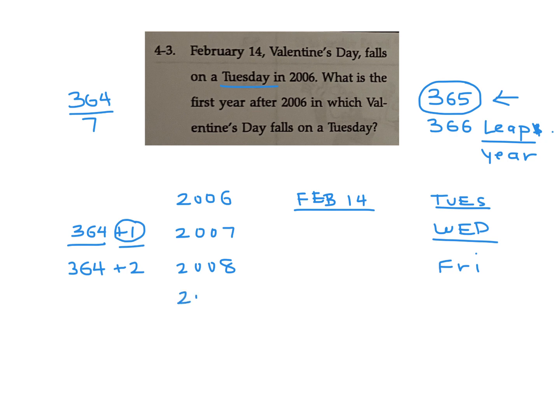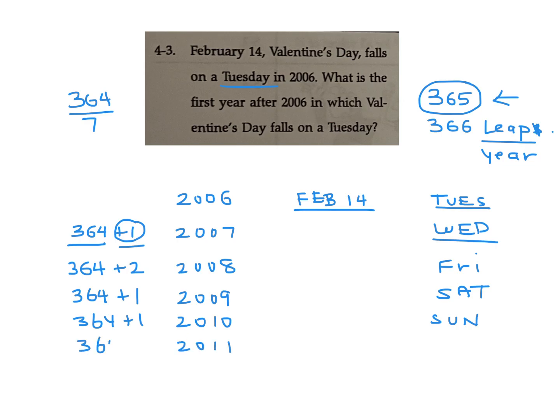And then 2009, again, that would be 364 plus 1. So we got to jump ahead 1 day, so that's Saturday. 2010, jump ahead also 1 day to Sunday. And then 2011, again, jump 1 day over to Monday. And then 2012, that's a leap year, right? Because it's every 4 years. So that'd be 364 plus 2, and that would jump over to Wednesday.